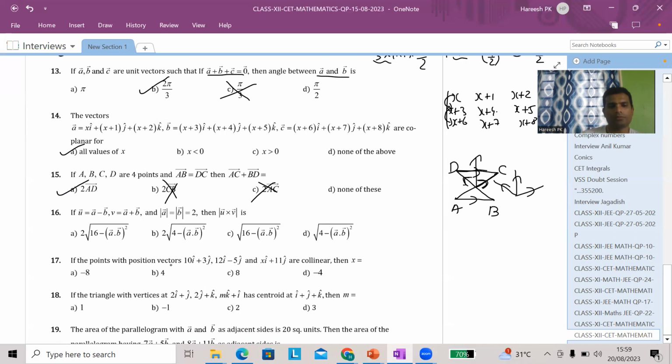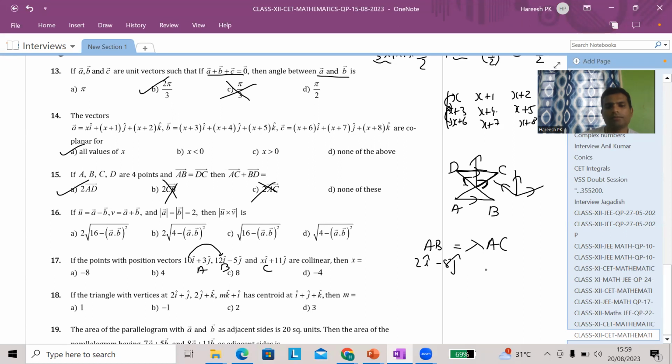Now, they're saying in the 17th one that these 3 points are collinear. Whenever they are collinear, when you subtract these two, let's say this is A, B, C. If they are collinear, you can say that AB should be lambda times AC. So what is AB? AB is nothing but 2i cap minus 8j cap.